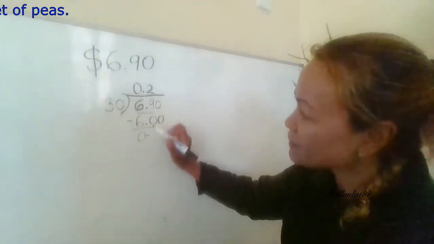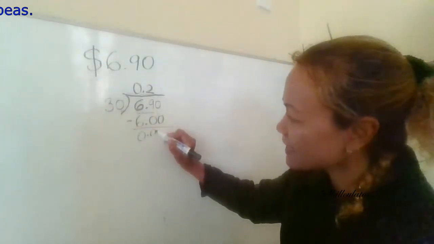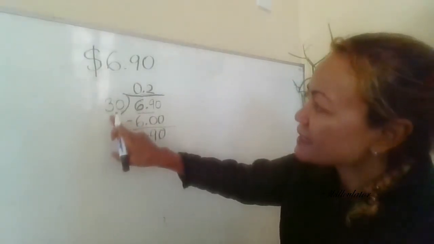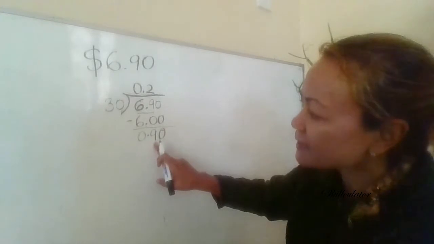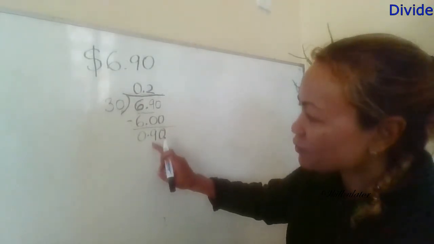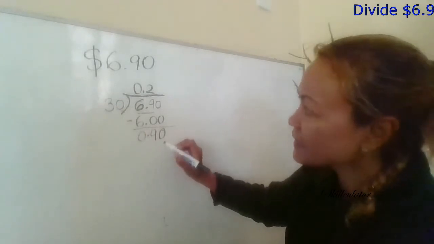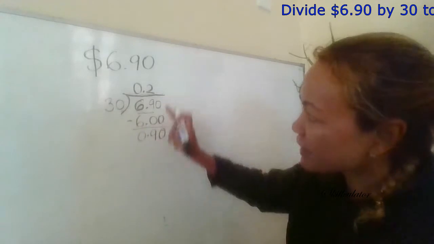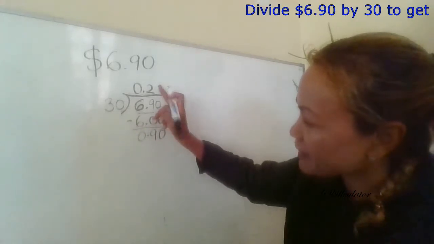6 minus 6 is 0. 9 minus 0 is 9. And of course, you've got a 0 down here. Does 30 go into the 9? No, it doesn't. We'll move on to 90. So using both these numbers here, 90. And whatever number of times the 30 can go into 90 goes up here, next to the 2.